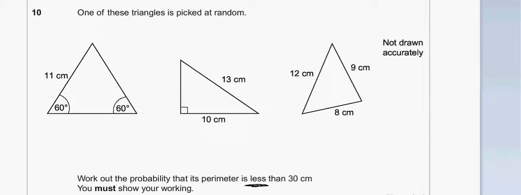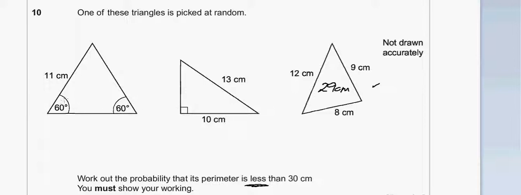So if we look at these, now the perimeter is the distance around it. So we have all 3 sides for this one. So this is fine. So the perimeter of this one would be 12 plus 9, which is 21, plus 8, which is 29 centimeters. Okay. This one we don't have this 3rd side, so we're going to have to find that.